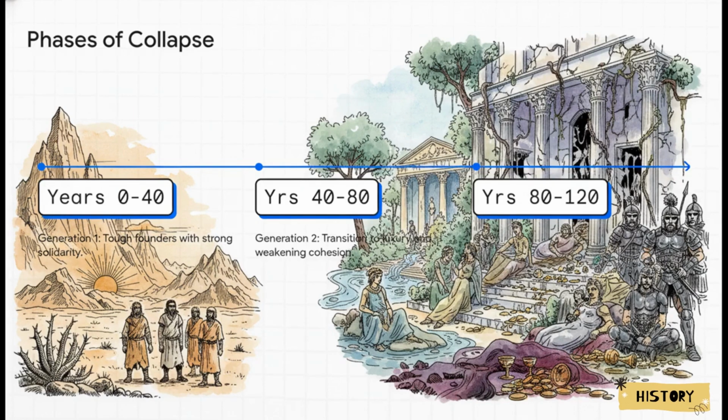Then comes Generation 2, from year 40 to 80. They're the ones transitioning into luxury. They only really know the palace, not the desert. That social cohesion is actively weakening. And finally, Generation 3, from year 80 to 120, total decay. They are completely consumed by luxury, entirely reliant on hired mercenaries, and utterly defenseless.